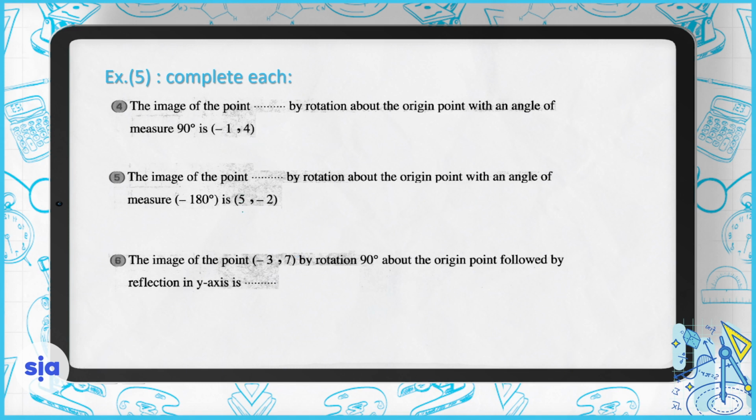Question 4, the image of the point what by rotation about the origin point with an angle of 90 degrees becomes (-1, 4)? Yes, excellent, it's (4, 1). Question 5, the image of the point what by rotation about the origin point with an angle of negative 180 is (5, -2)? Yes, it's (-5, 2). Question 6, the image of the point (-3, 7) by rotation 90 degrees about the origin point followed by reflection in the y-axis will become what? Excellent, it's (7, -3).